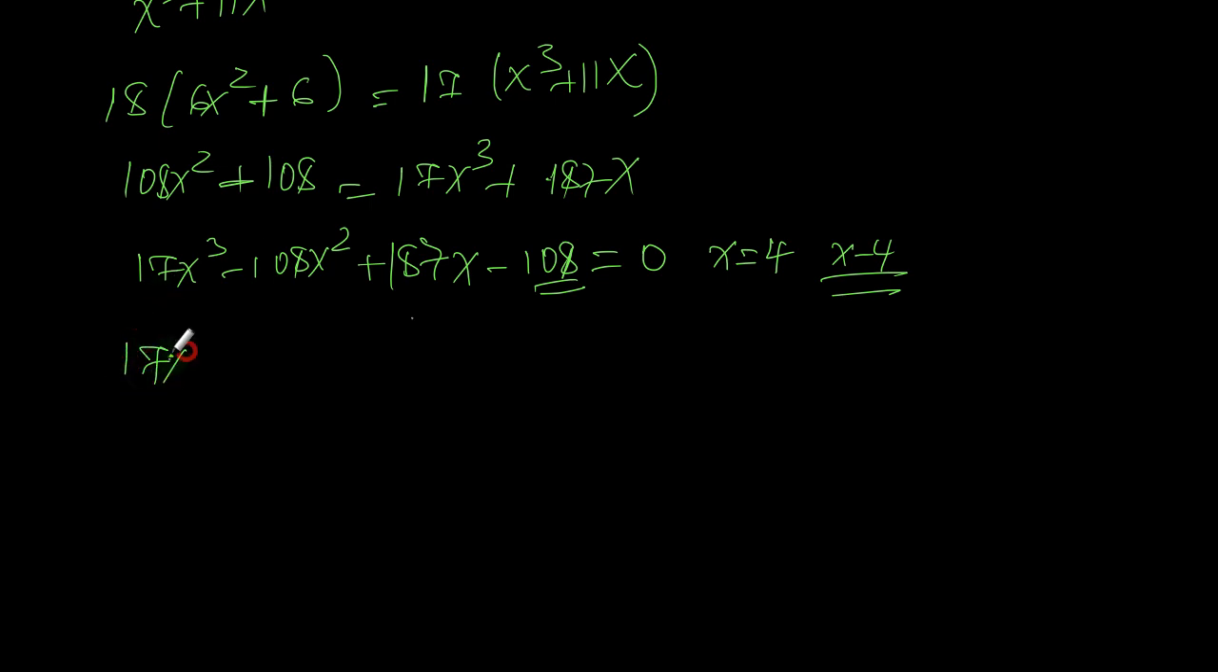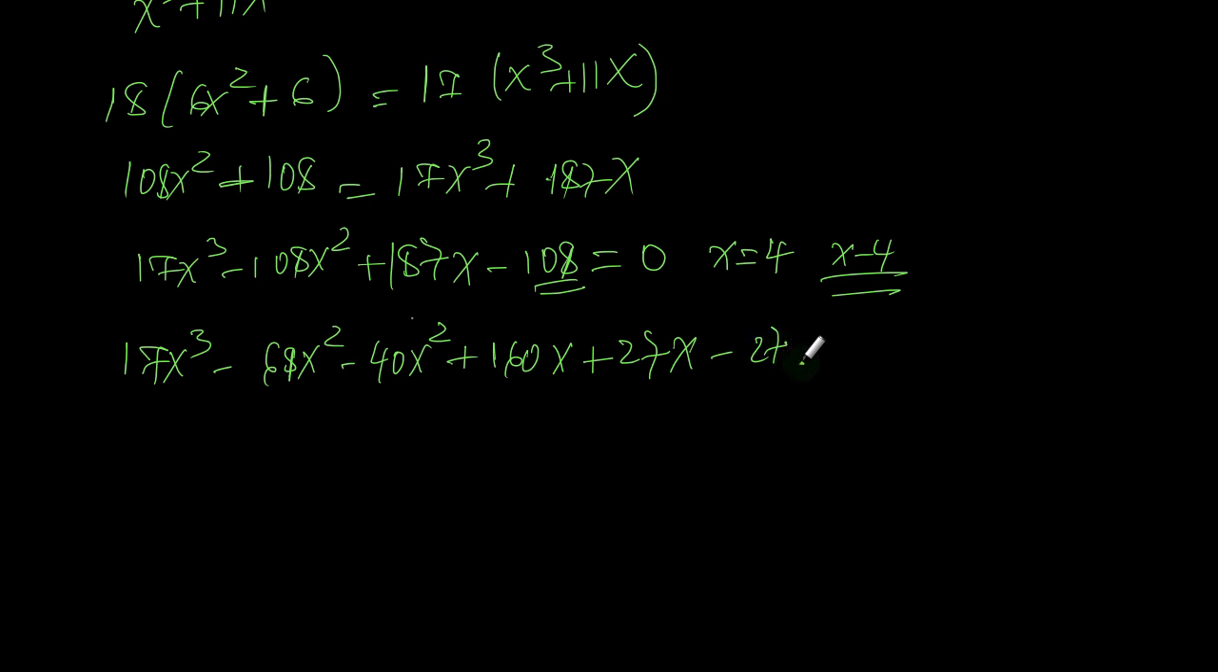We have 17x to the 3 minus 108. I can write 68x squared minus 40x squared, and 187x is 160x plus 27x, and minus 108, which is 27 times 4, which is this one here, equals 0. So now I'm going to factor these ones here.